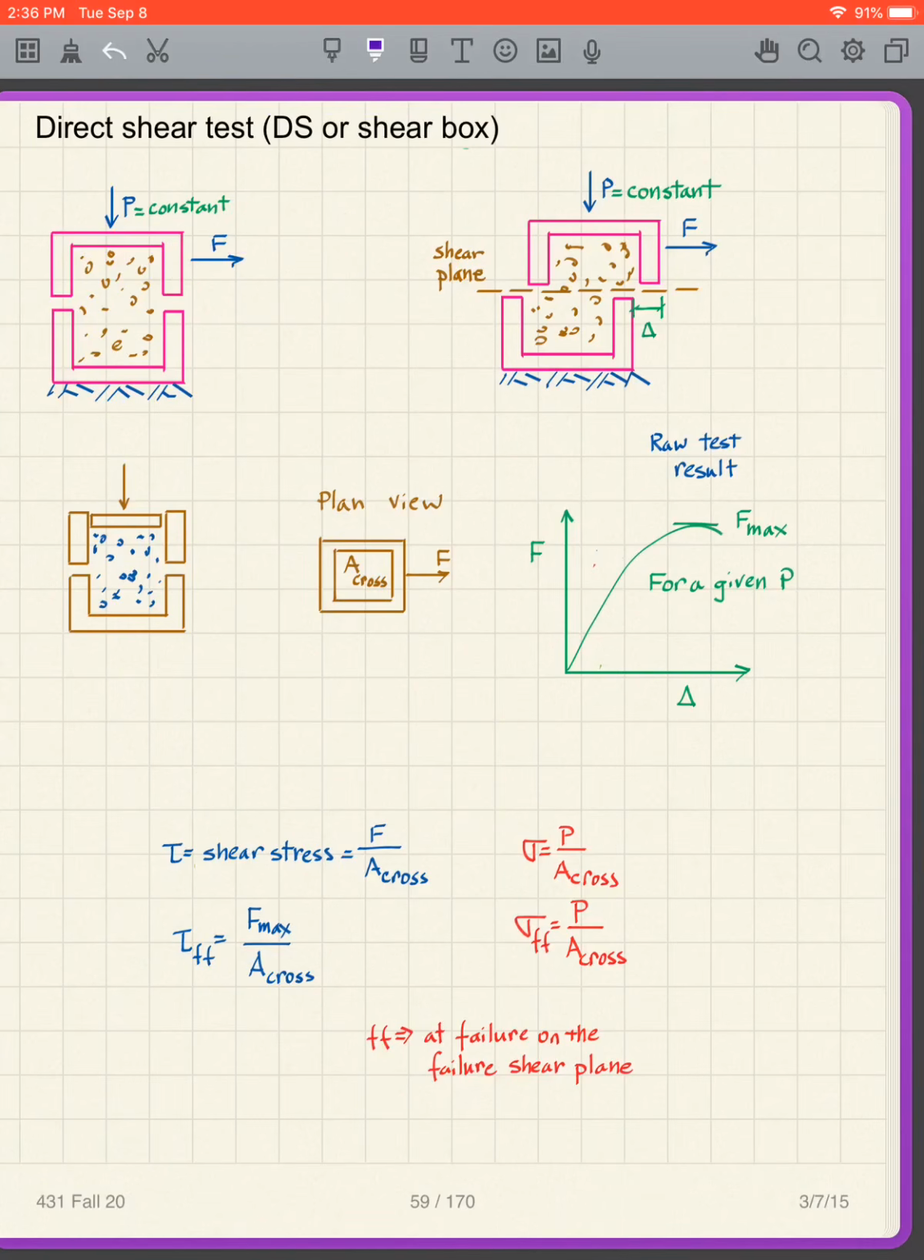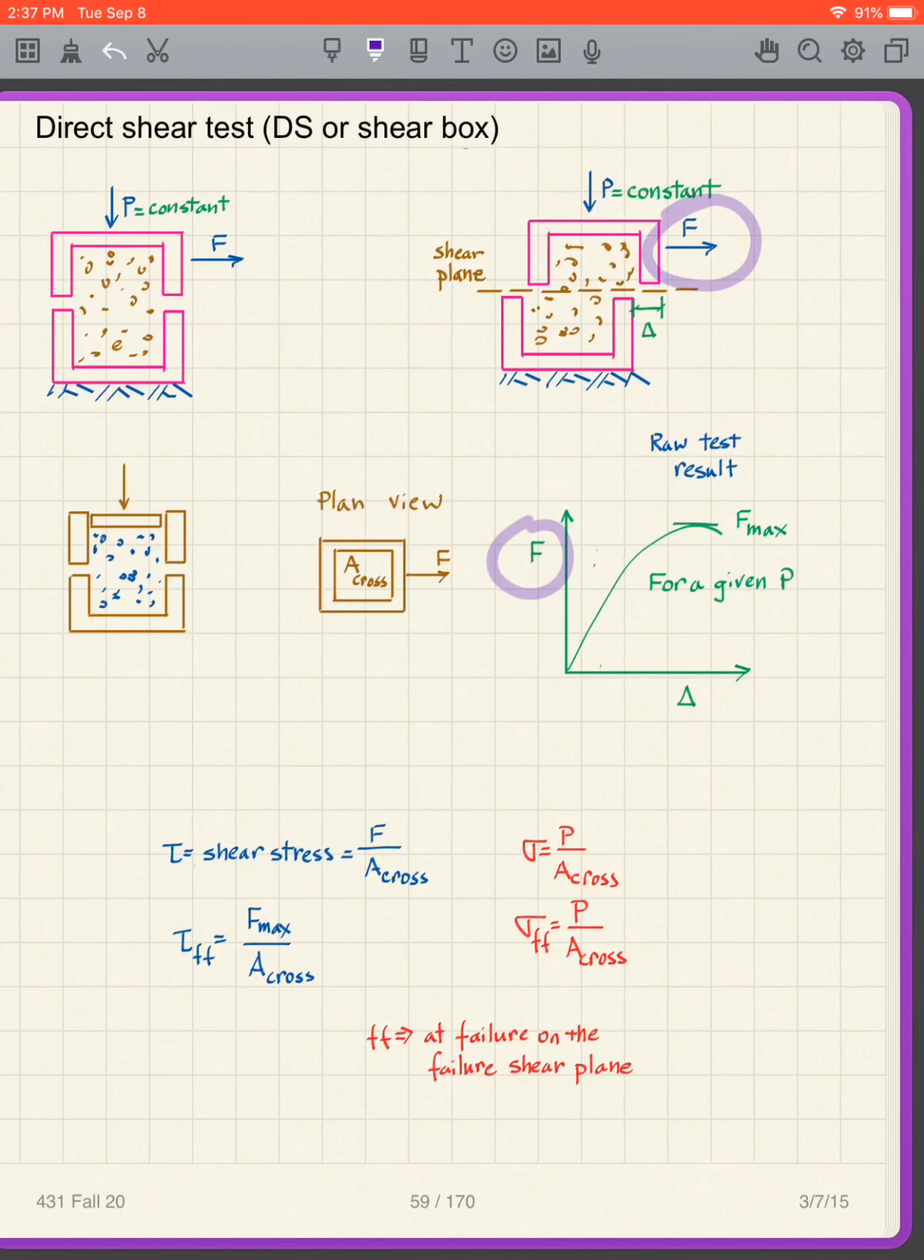And so it looks like this. In this particular test, we have the bottom half fixed, it doesn't move. The top half moves. And in the process, we create a shear plane right through the middle of the structure, and that's the middle of the box. We have that shear plane there, and we are going to measure that deformation delta, and like I said, we increase this F until we get failure.